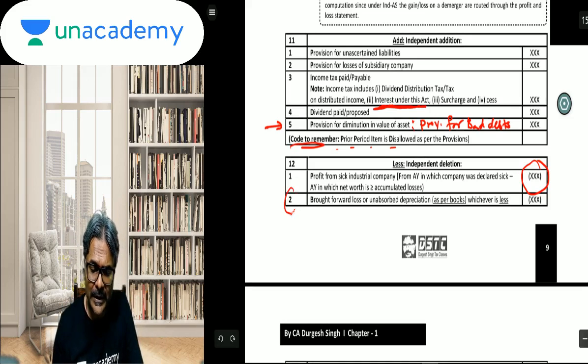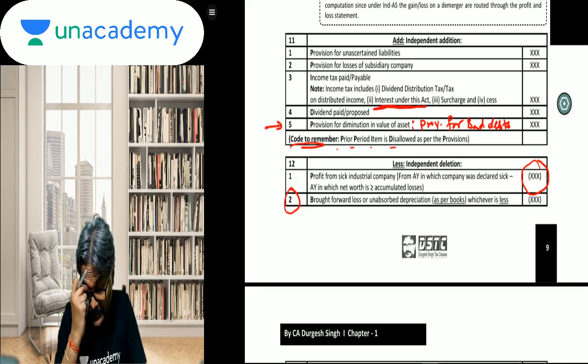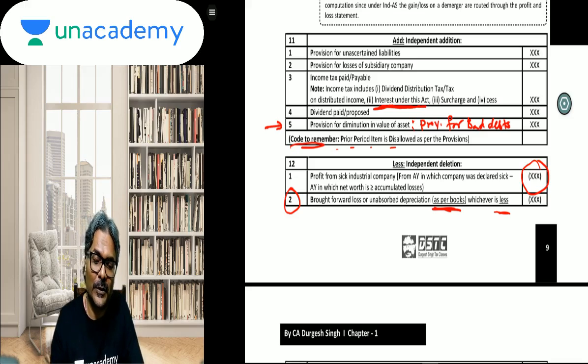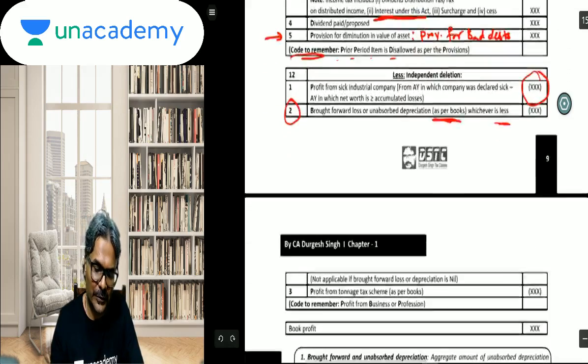Here we have to choose between the two. And what is the amount? That would be as per the books, not as per the income tax law. Again, that is the point. And finally, whichever is less is what you are going to reduce. Whichever is less is what you are going to reduce.